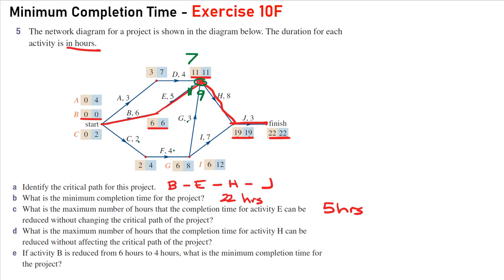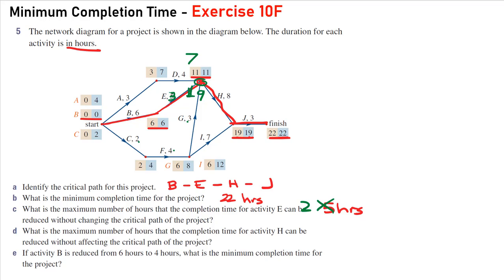So if we want this to be maintained as the critical path, this number has to remain the largest number. So we could reduce this at most by 2 hours to get it down to 9, and this would still be technically the critical path, even though it would be the same as this path down here. So we could reduce E by 2 hours, so it could technically take us 3 hours, and then 6 plus 3 would still give us 9.